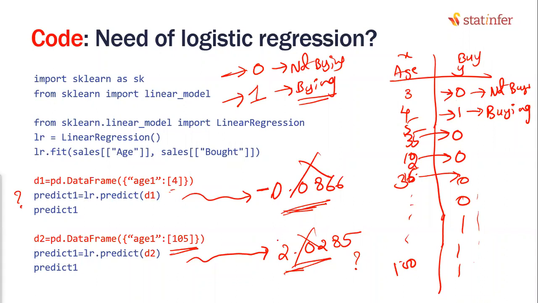There is something wrong here. We are not able to understand that. The predicted value for age 4 is negative, and we don't have any negative value in the original data. The predicted value for age 105 is 2, but we never have this class 2. We have only two classes, zeros and ones, in the output. There is something grossly wrong here. You know why we are getting these results?